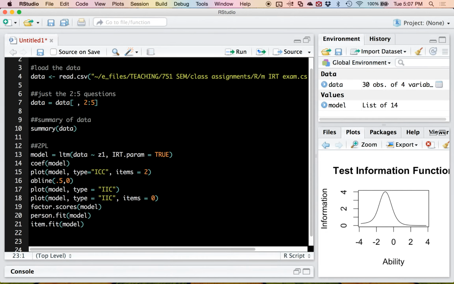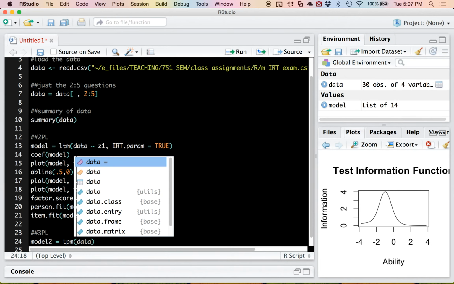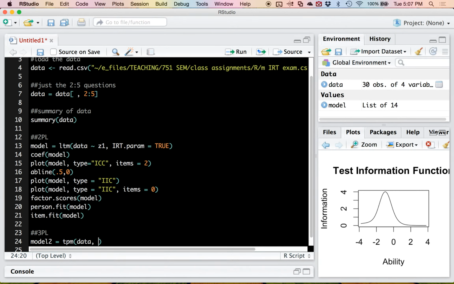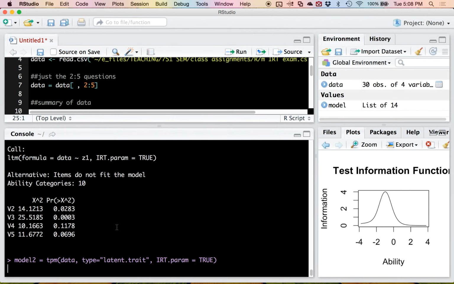It would be really lovely if we could just add one little piece of code and it made the 3PL, but not quite. So let's say model 2 is, now the 3PL is the 3-parameter model, so tpm. You type in the name of the data, and then you tell it the type. So we're just going to ask for a latent trait model. That's the normal one. And I still want IRT.param to be true. And so it's a different function. The ltm function, I don't believe, will let you do a 3PL. Okay, so let's run that.